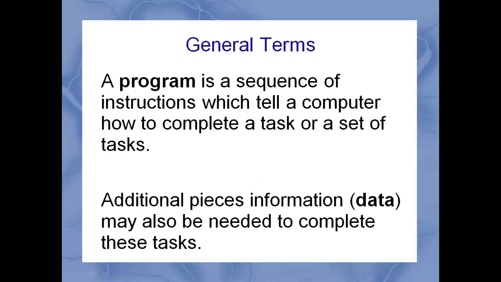The first is the difference between a program and a piece of data. A program is a piece of information stored on a computer that is a sequence of instructions telling the computer how to complete a task. And oftentimes when you run a program, you have to provide an additional piece of information, which is what we call data. This is the information that the user provides when the program is running so that it can complete whatever tasks that program is supposed to perform.